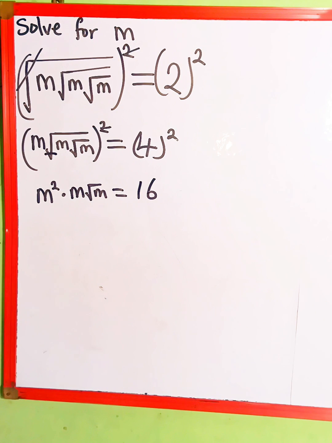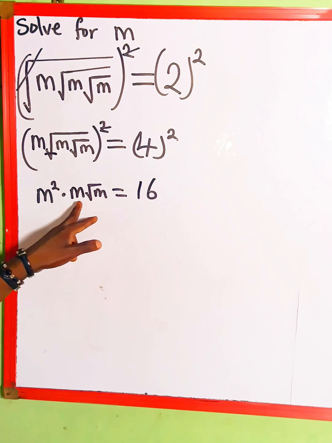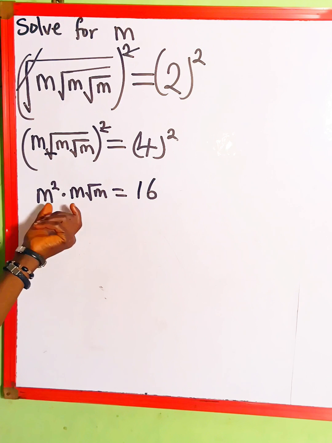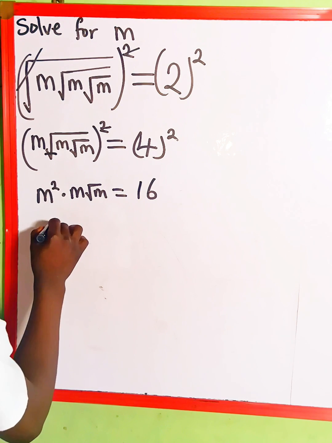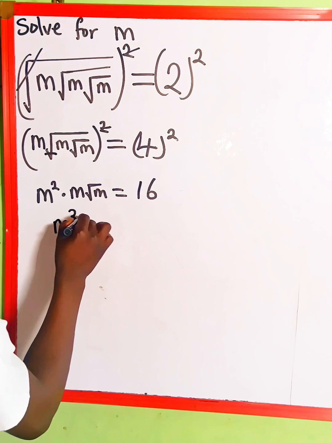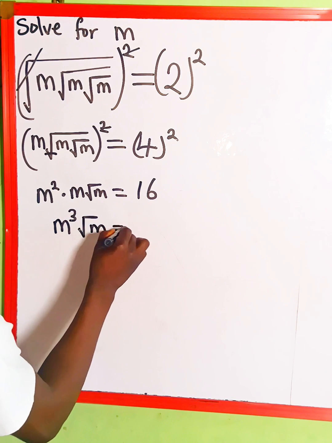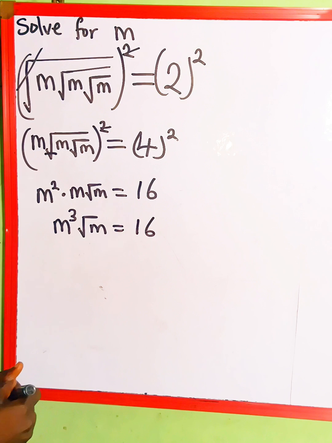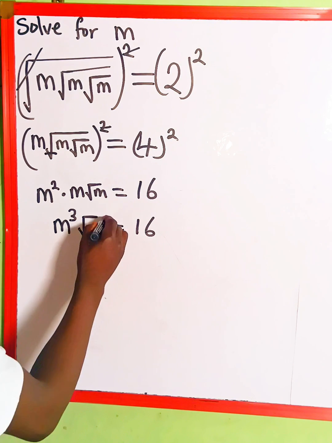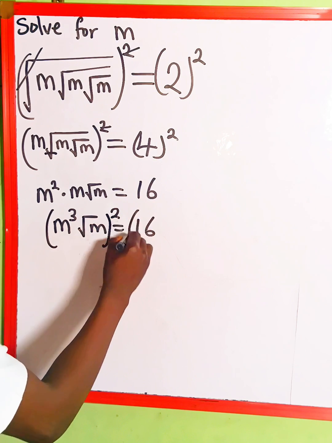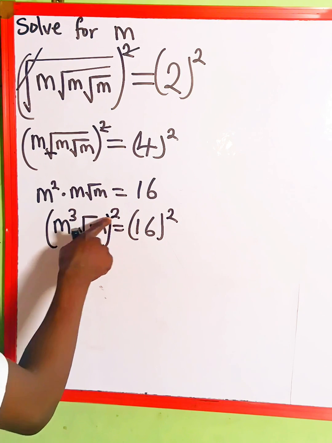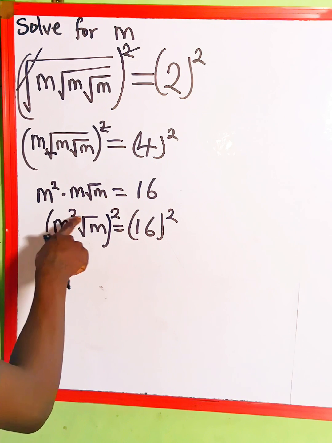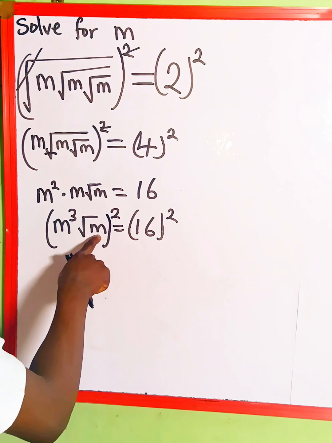So the next step we are going to do, we have m to power 2 multiplying m root m. So we can multiply these two together. So m to power 2 multiplied by m is going to give us m to the power of 3, then square root of m, which is equal to 16. Now the next step is to still eliminate the square root by squaring both sides of the equation again. So we square the left hand side, also we square the right hand side, so that this square is going to affect m to power 3 and also the square is going to affect square root of m.